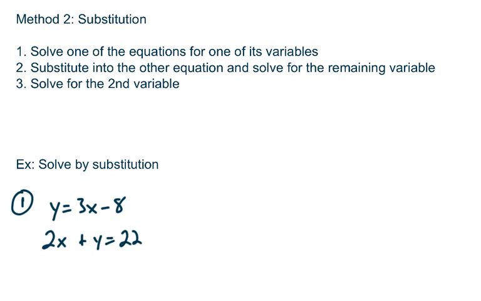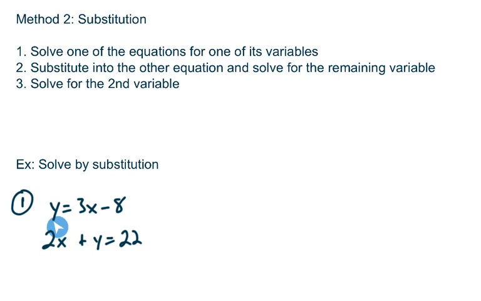Now in this example, we don't actually need to do step number one because step number one is already done for us. This equation already has y by itself. Okay, so this is what it means when it says solve one of the equations for one of its variables. It means get one of the variables all by itself. It doesn't always have to be y. Sometimes x makes a lot more sense.